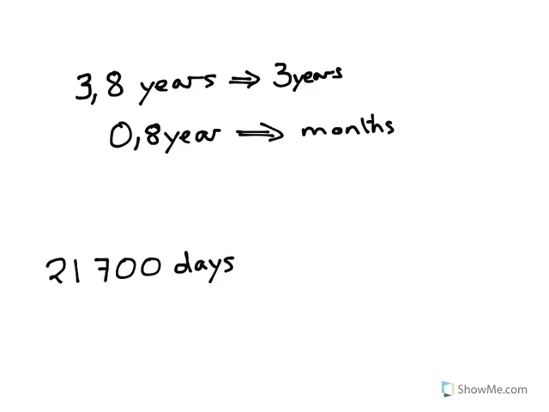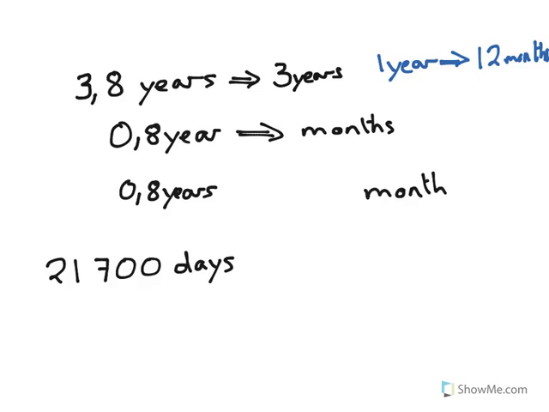Well, how do we do that? Well, the first thing we have to think of is that 1 year is equivalent to 12 months. So if I had 1 year, it would be equivalent to 12 months. So how do I go then from years to months? Quite easily, by taking my years and converting from years to months. I convert by multiplying by 12.